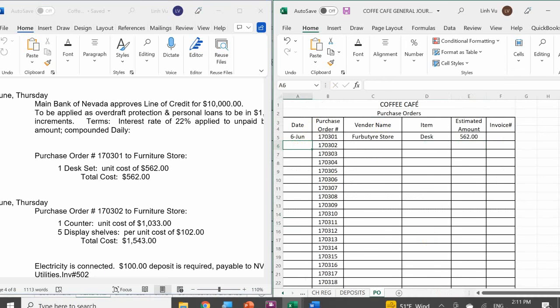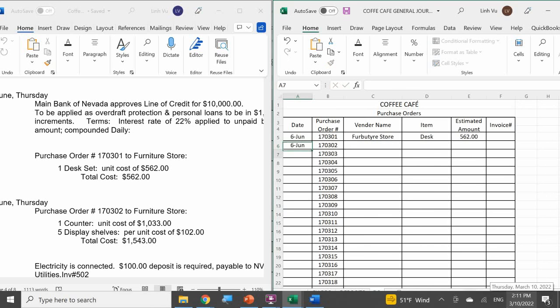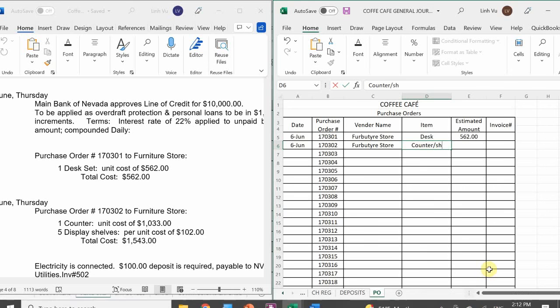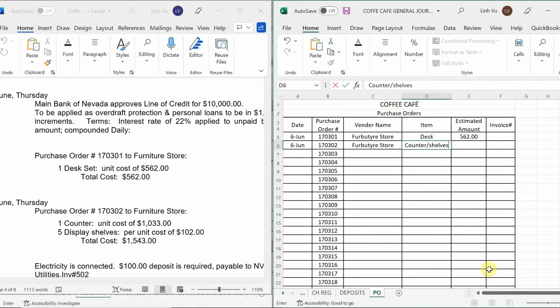So here, purchase order number 302. Okay, who did we purchase from? Furniture store. What did we buy? We ordered a counter and shelves. Okay, and how much was it in grand total? $1,543.